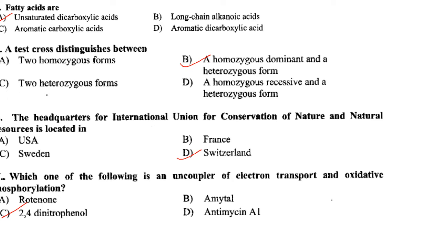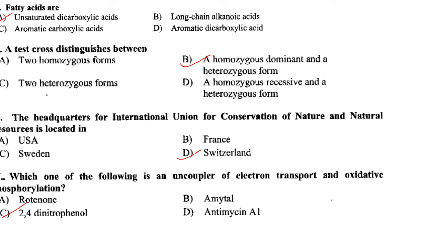A test cross distinguishes between... So when an F1 offspring are crossed with recessive parent, it is called as the test cross, and it produces recessive and dominant in equal proportion, hence used to distinguish between homozygous or heterozygous dominant characters. So answer is option B, that is homozygous dominant and a heterozygous form.